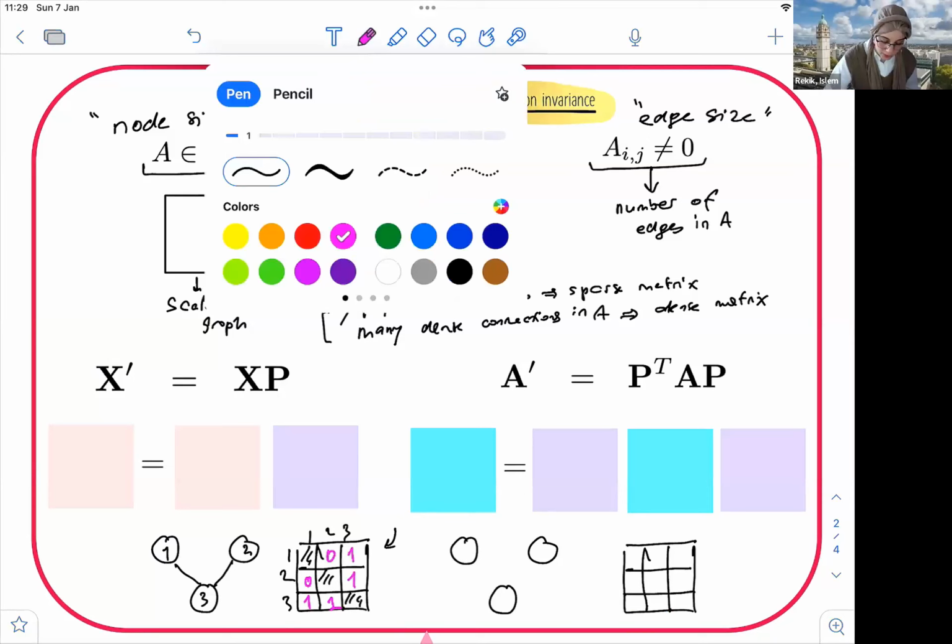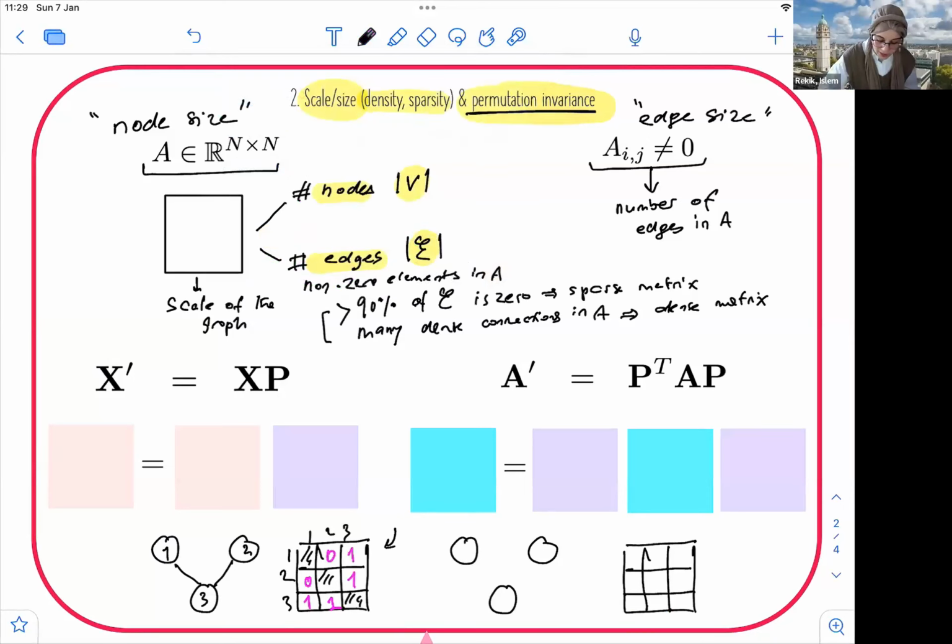Now we're going to change the IDs or the indices of the nodes. We're going to put 3, 2, and 1. So basically I changed the ID of the nodes, and maybe I will permute them completely.